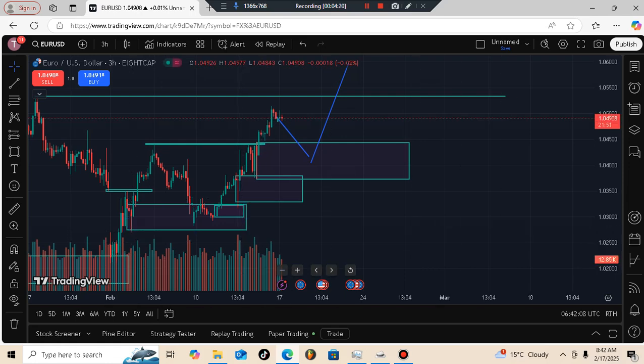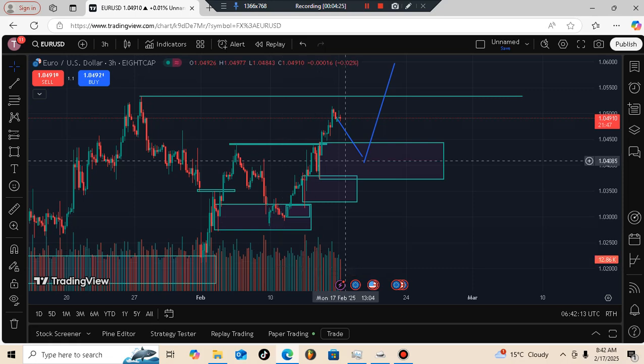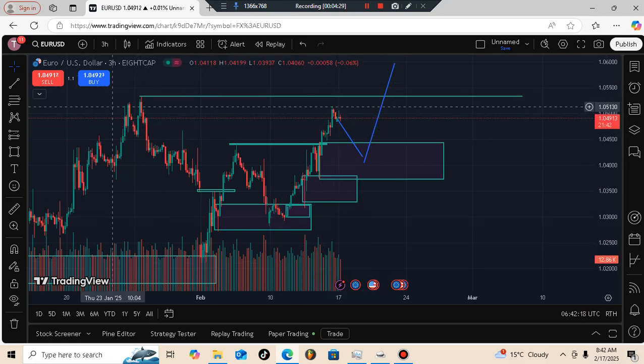Chances of it happening are very high, because at the moment market knows that a lot of people are currently buying, and at the same time there are people who are selling because they think there's a supply zone.